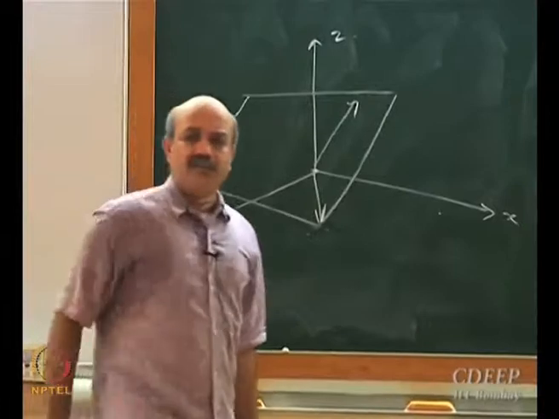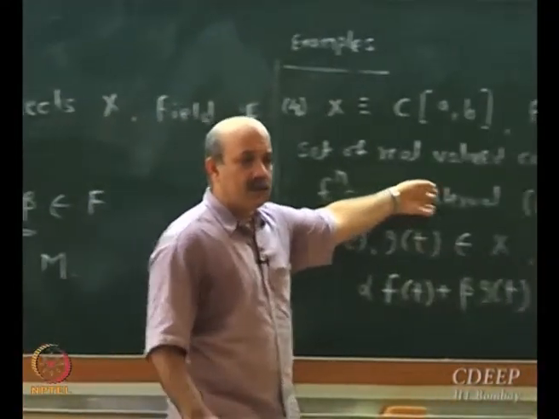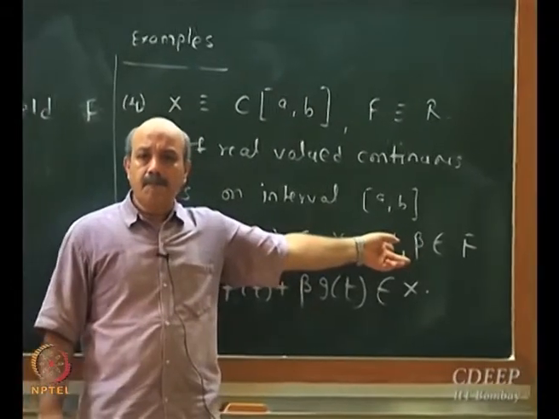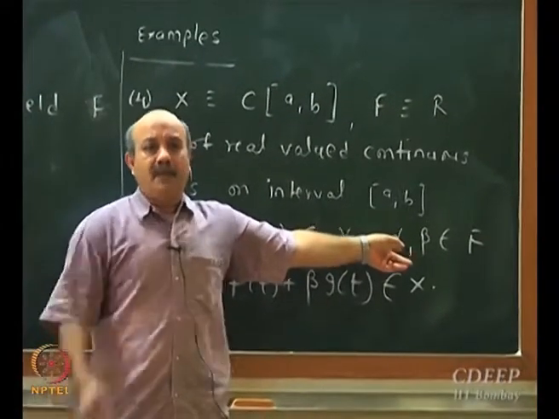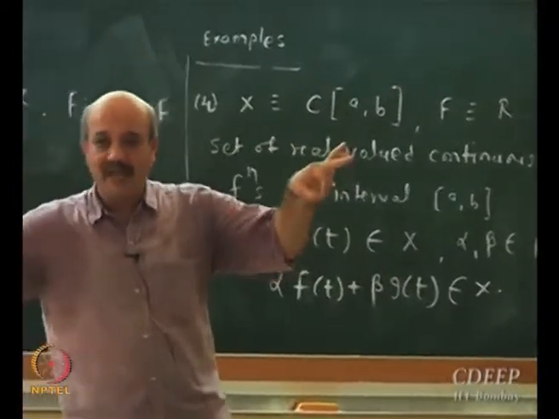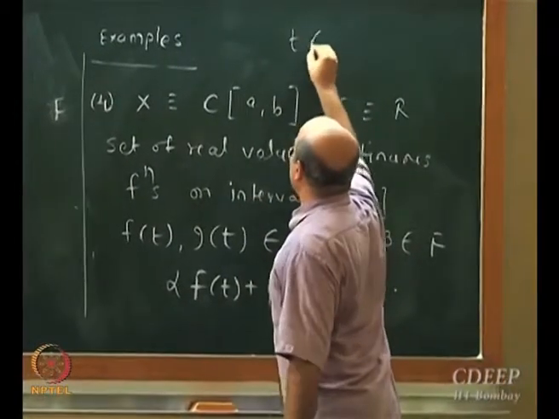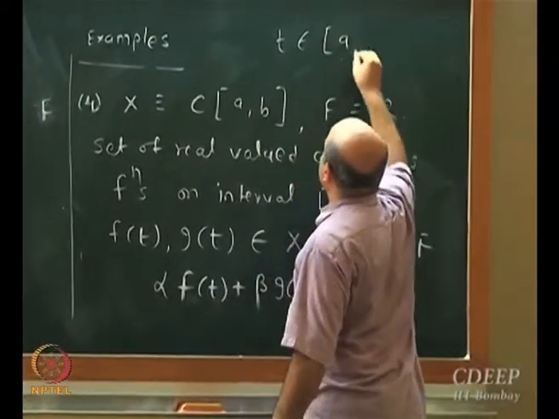So, for example, what is the 0 element in this? What is the 0 element here? Constant function 0. Yeah, constant function 0. f(t) equal to 0 over the interval a to b. Here it's important to remember that t belongs to [a, b].